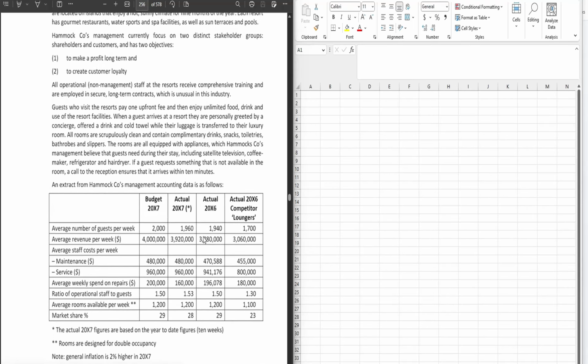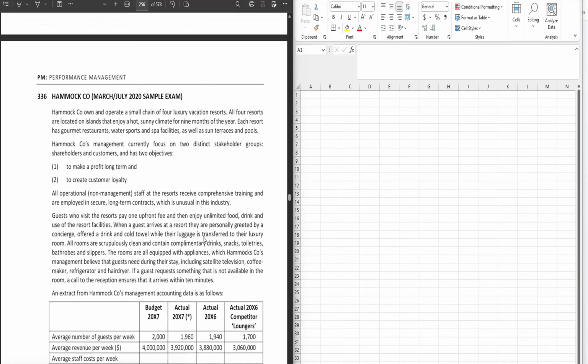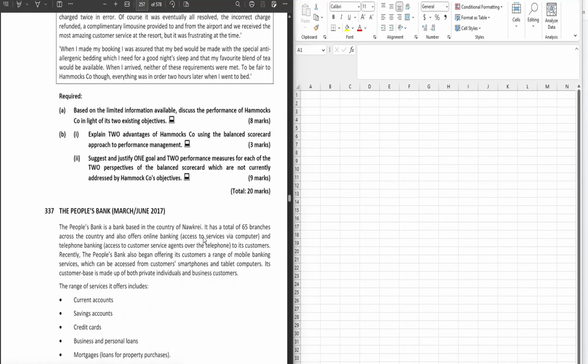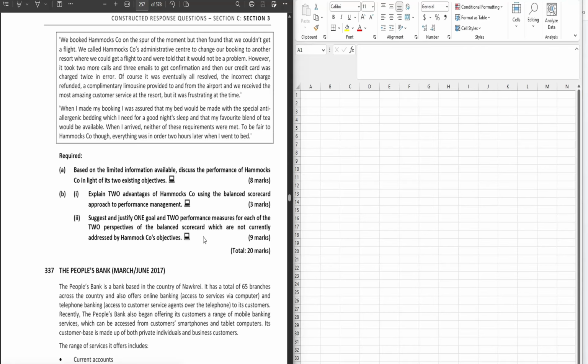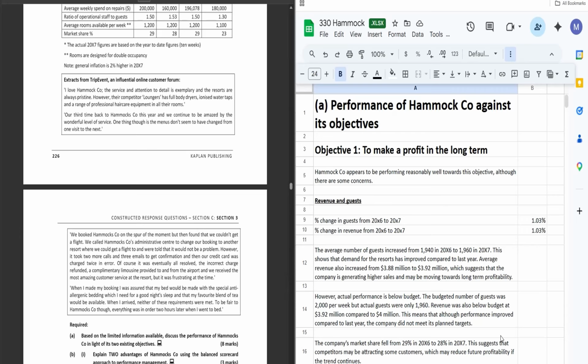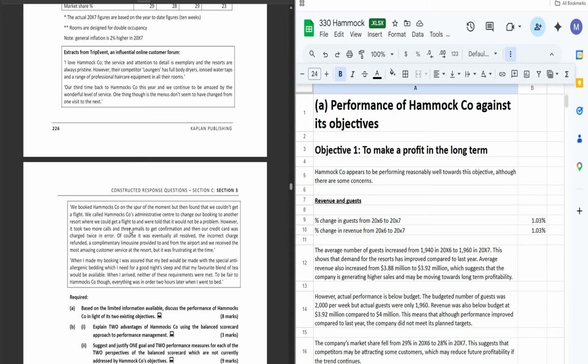Okay, so this is all the background information provided. Now let's get back to the requirement. We will discuss part A first, then we will come to part B. I am back to solve part A of the requirement asked by the examiner. The first requirement was: based on the limited information available, discuss the performance of Hammock Company in the light of its two existing objectives. They specifically mention that, based on the two objectives listed by the company, we need to discuss the performance of Hammock.